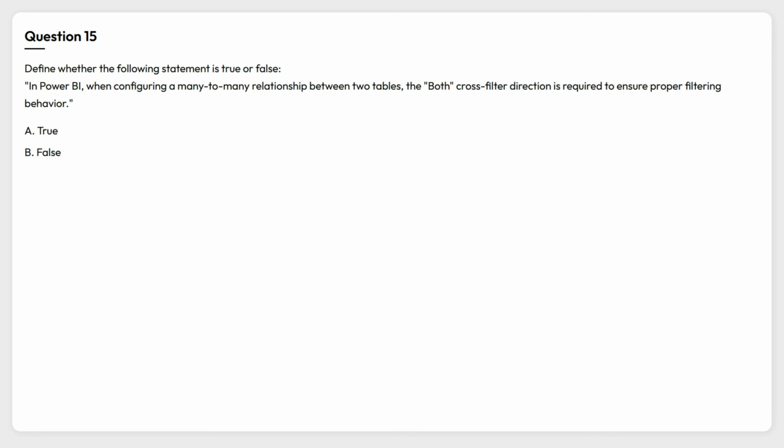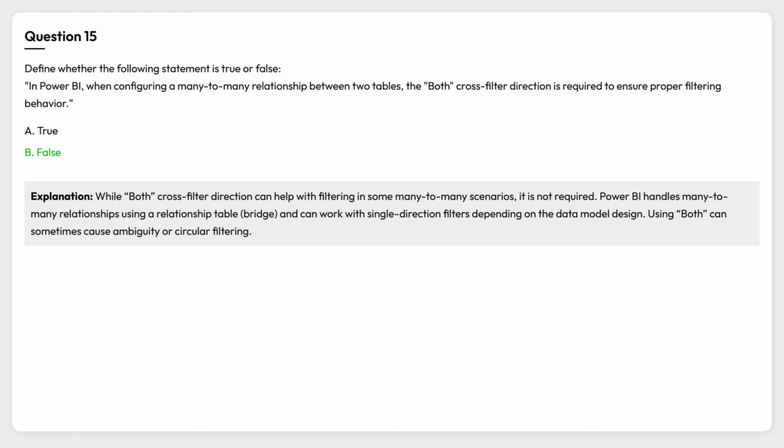Question number 15. Define whether the following statement is true or false. In Power BI, when configuring a many-to-many relationship between two tables, the both cross-filter direction is required to ensure proper filtering behavior. Option A, true. Option B, false. The correct answer is option B, false.